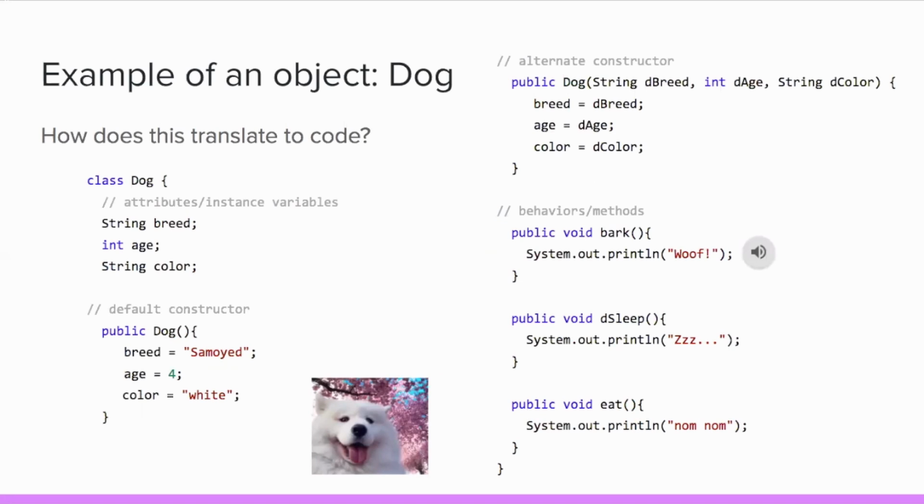Well, how does this translate into code? We first create a class called dog. We then state the attributes or instance variables below, which are string breed, int age, and string color. Our default constructor is public dog, which contains the default attributes. For this example, we use Samoyed, age 4, and white colored. We then have an alternate constructor, which allows for more flexibility in the attributes. Lastly, we have the class behaviors or methods.